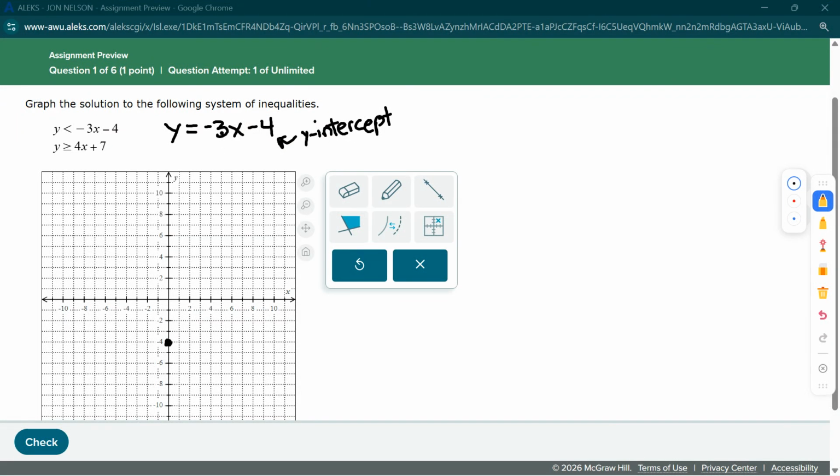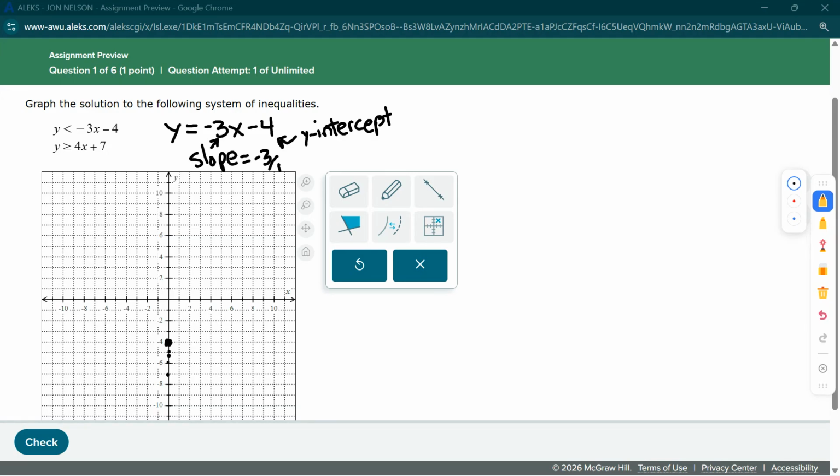And then the slope is negative 3, so this is the slope right here. It's equal to negative 3. Well, what is negative 3? It's the same as negative 3 over 1. Why do I want to write it as a fraction? Because I want to go down 3. 1, 2, 3. See, I'm coming down 3 from my y-intercept.